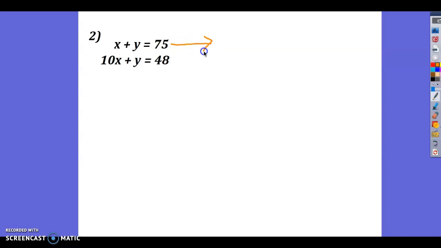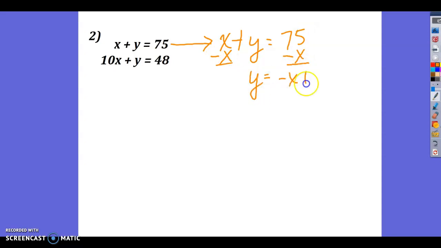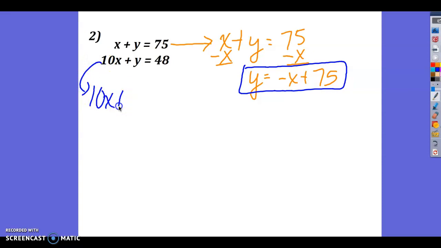So I'm going to go ahead and take the top equation, and I'm going to solve for y here. To get y by itself, I'm going to subtract x from both sides, and I get y equals negative x plus 75. Again, I recommend once you get that y all by itself, put a box around it because we're going to come back to that later. Now we go into the bottom equation, and this is where we're going to do the substituting part. We're going to take something out, and we're going to put something else in place of it. So we're going to take the y out, we're going to put negative x plus 75 in place of it.